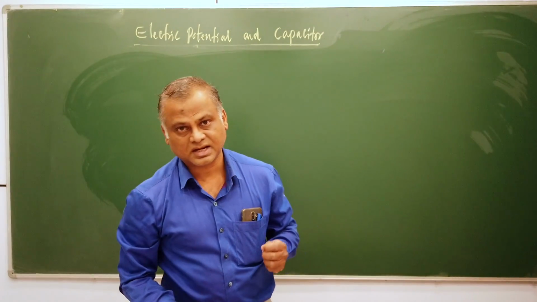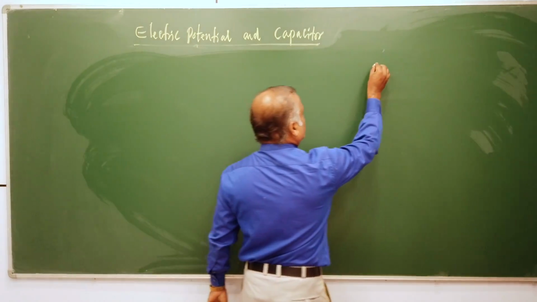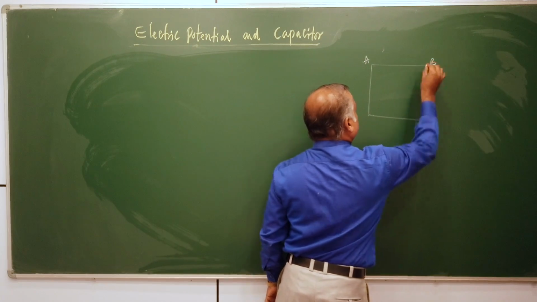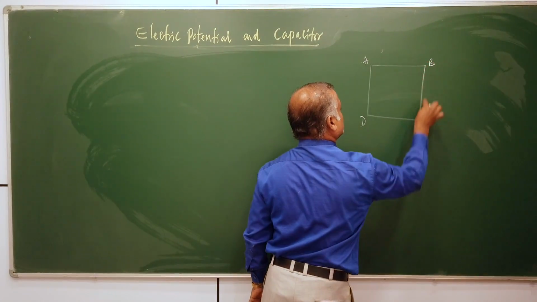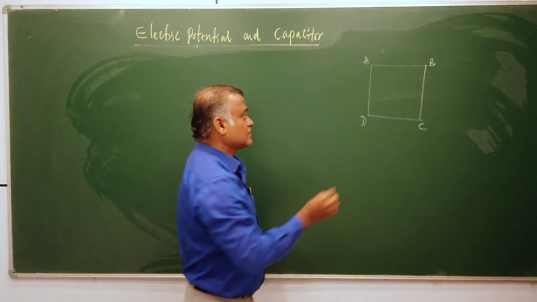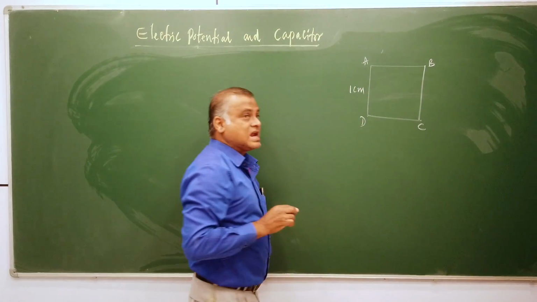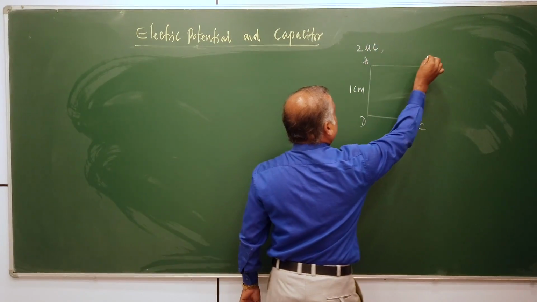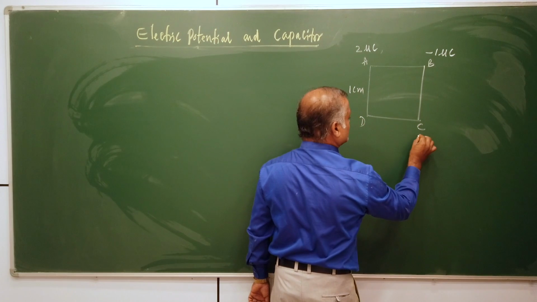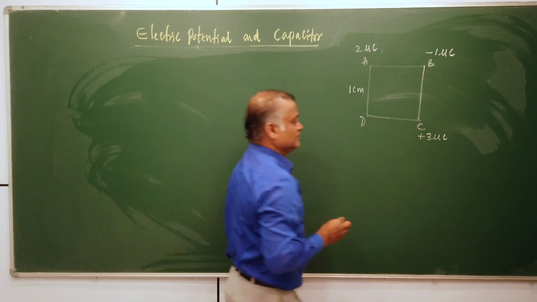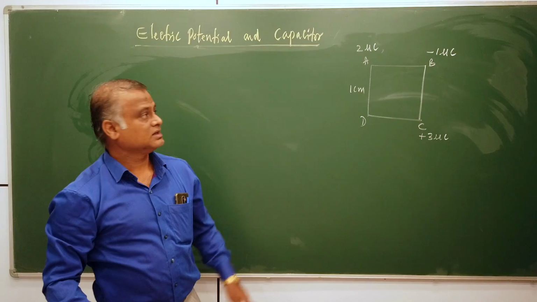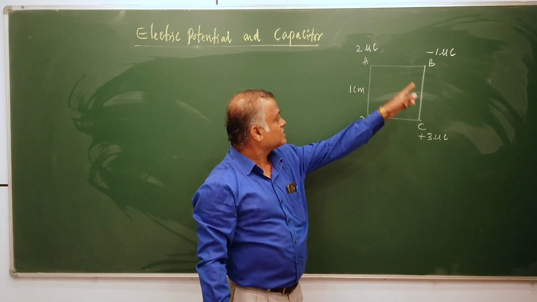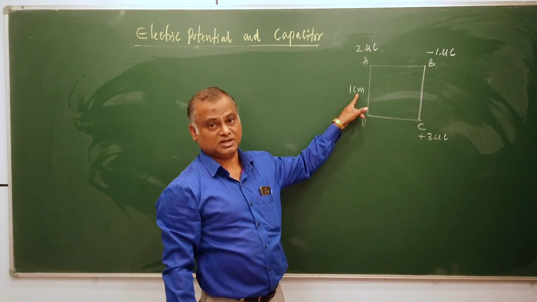Three point charges are given, placed at three corners A, B, C of a square of side 1 centimeter. Say 2 microcoulomb, minus 1 microcoulomb, and plus 3 microcoulomb. Given point charges at the corners A, B, C respectively of a square of side 1 centimeter.